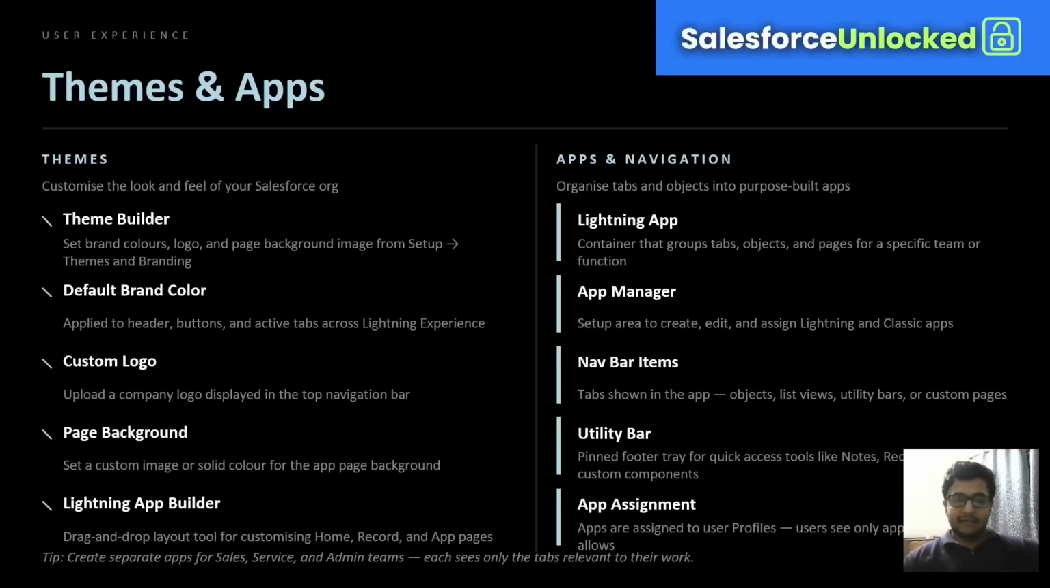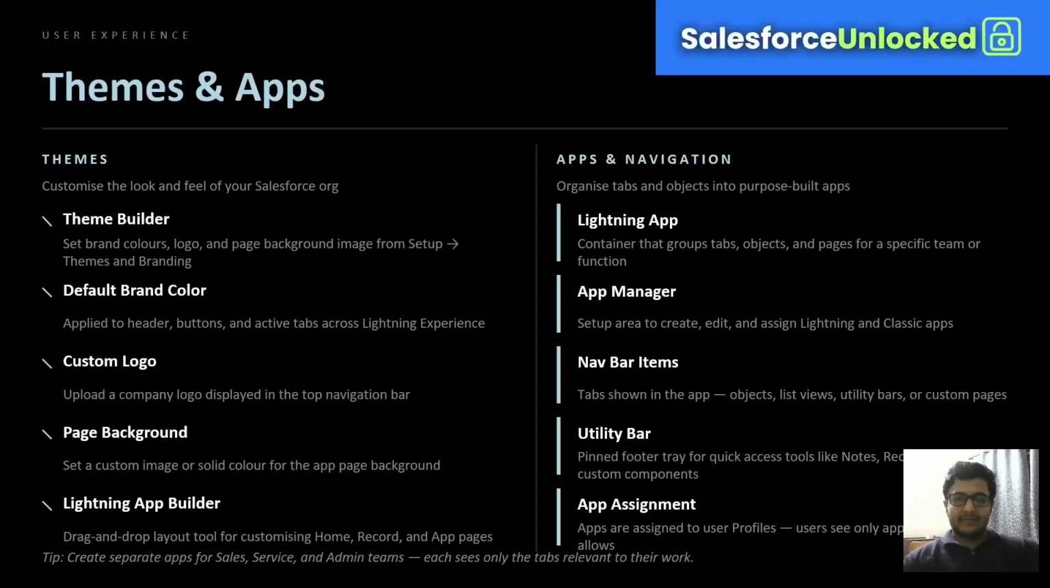So in this slide, we will be covering themes and apps. Basically, themes and apps deals with how you control what the interface looks and feels like, and how you organize what different teams see when they log in. On the left side, we have themes, and on the right side, we have apps and navigation feature.